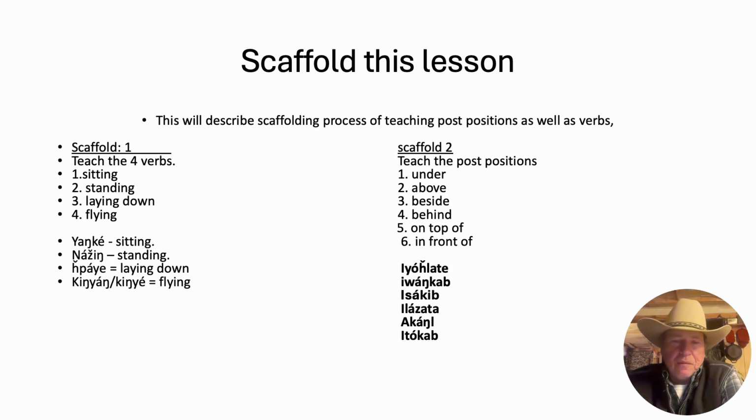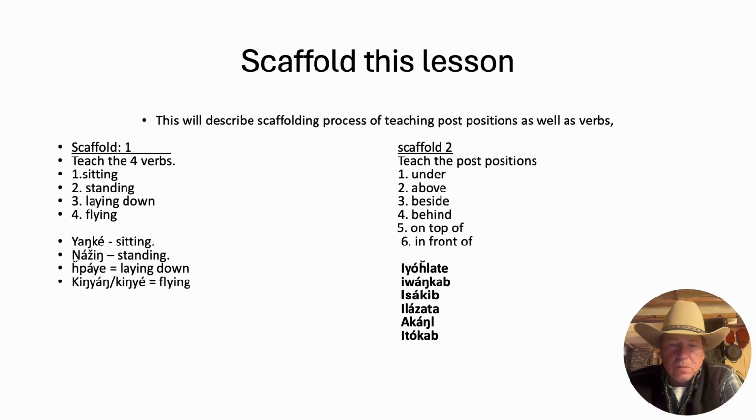So we're going to scaffold this lesson, and these are the things that you want to start with, and we'll kind of build off each one of them. But we want to make sure that the students or your children have these 4 verbs down. Sitting, standing, laying down, and flying. So yanke, nage, khpaye, kian or kie, and make sure that they understand them. And this activity will help kind of strengthen that too.